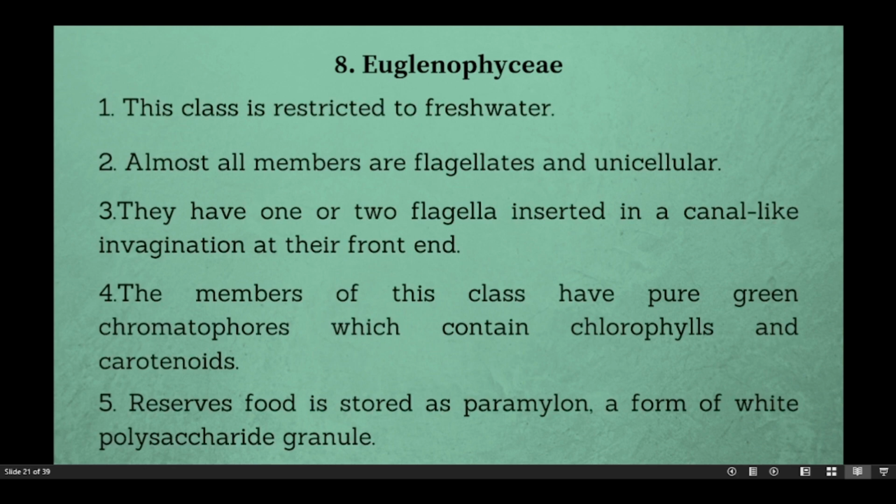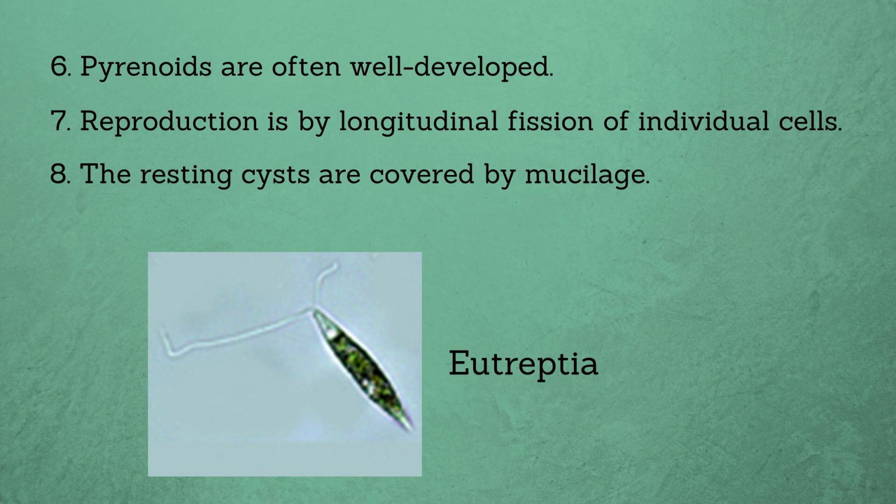Euglenophyceae. This class is restricted to freshwater. Almost all members are flagellates and unicellular. They have one or two flagella inserted in a canal-like invagination at their front end. The members of this class have pure green chromatophores which contain chlorophylls and carotenoids. Reserve food is stored as paramylon, a form of white polysaccharide granule. Pyrenoids are often well developed. Reproduction is by longitudinal fission of individual cells. The resting cysts are covered by mucilage.